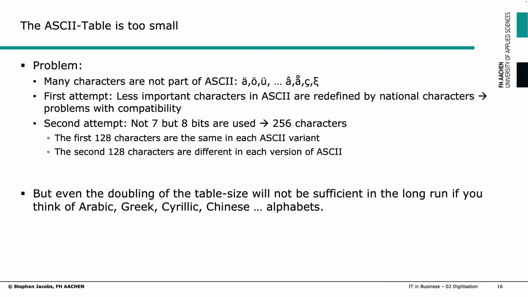version, let's say. But even if you double the table in size, which would not be sufficient in the long run, if you think, for example, of the Arabic or Greek or Cyrillic or even the Chinese alphabets, then we simply have much too many characters. So what's the way out?